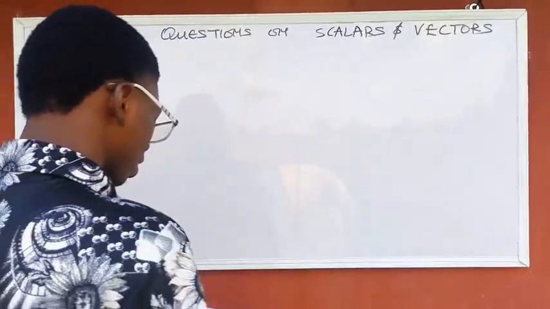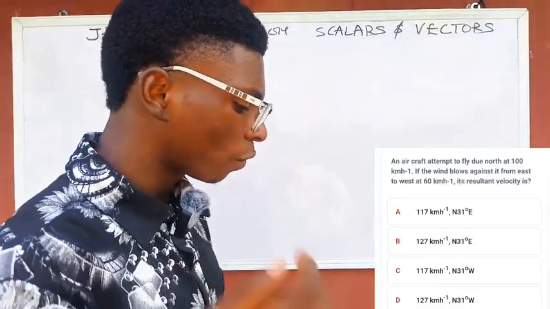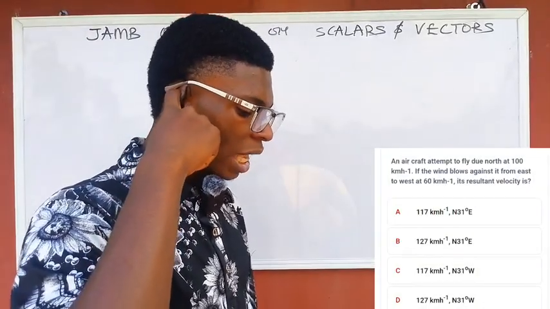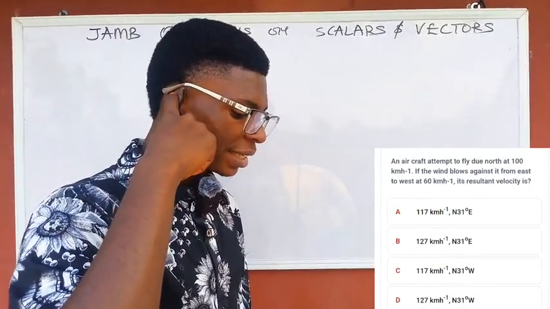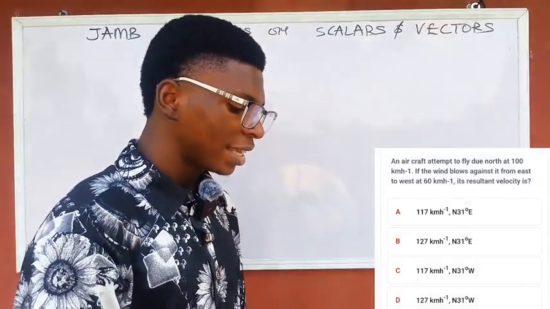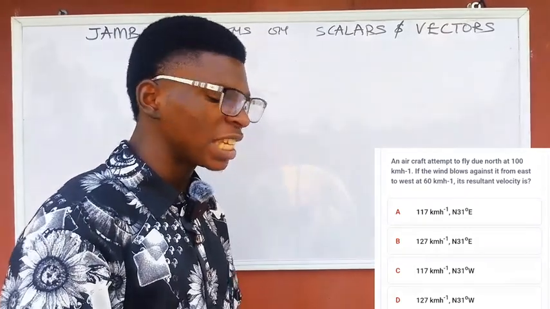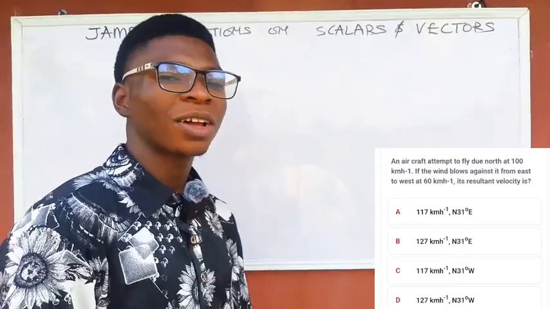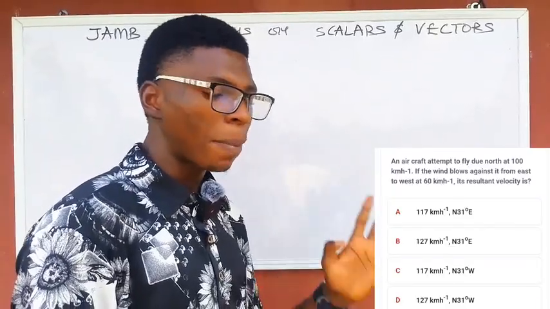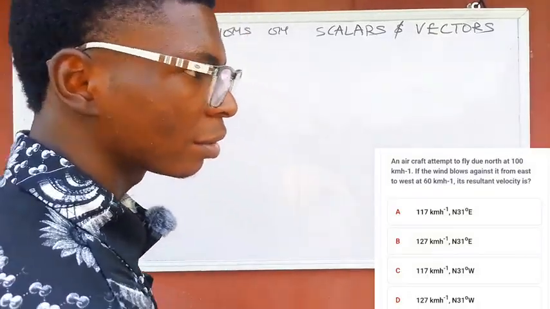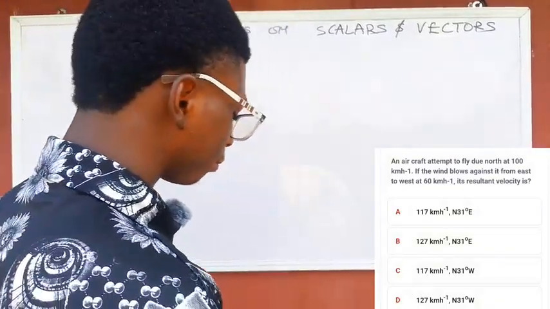So now for question 2. An aircraft attempts to fly due north at 100 km per hour. If the wind blows against it from east to west at 60 km per hour, its resultant velocity is what? Now, this problem of vector is very, very simple. Just pay attention to it very carefully. It is something that is applicable, practicable, something you do at home.